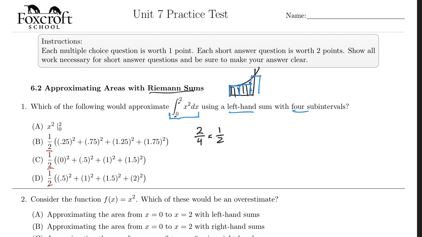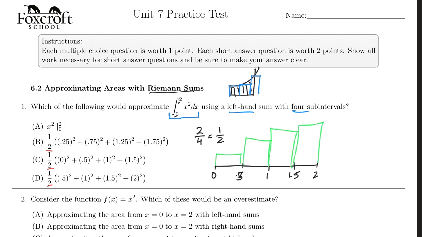All right, so what are the heights going to be? Think about our number line. We have 0 to 2, and we're doing distances or widths of 1/2. So the next thing we have is 0.5. Then we'd have 1, and then we'd have 1.5. Each one of these we're going to get a different rectangle.